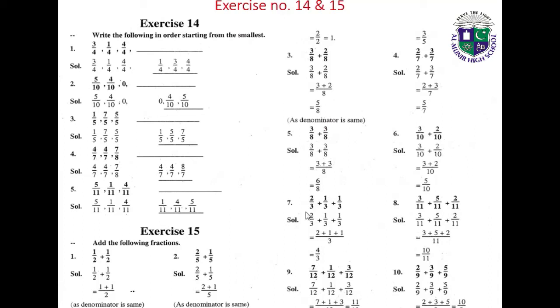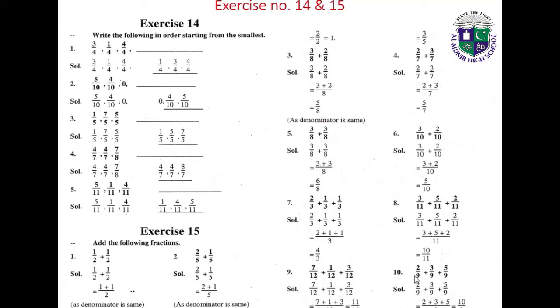Next question, question number 7. 2 over 3 plus 1 over 3 plus 1 over 3. 3 is common. 2 plus 1 is 3, 3 plus 1 is 4, 4 over 3 is your answer. 3 over 11 plus 5 over 11 plus 2 over 11. The common denominator is 11. 3 plus 5 plus 2, when we add these values, we get 10 over 11 as your answer.